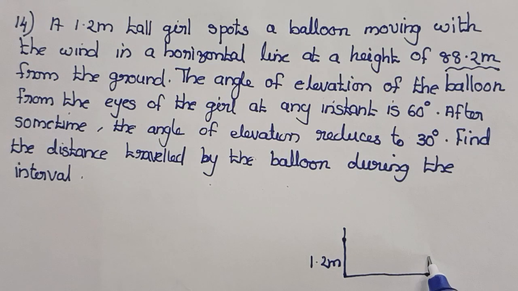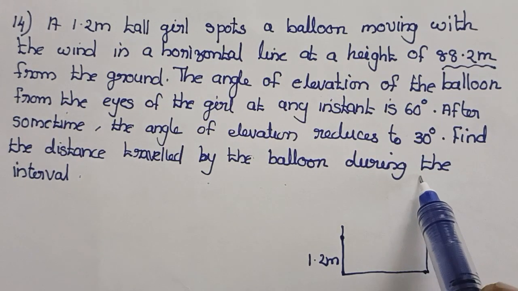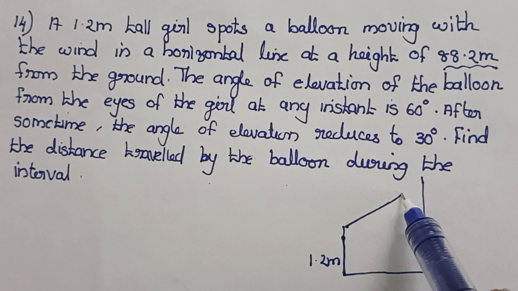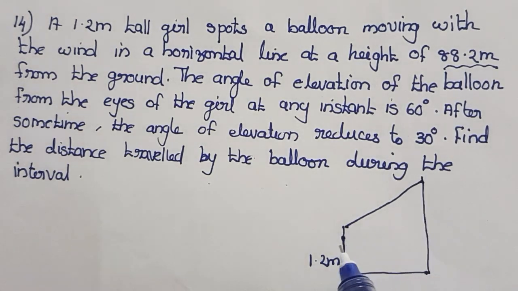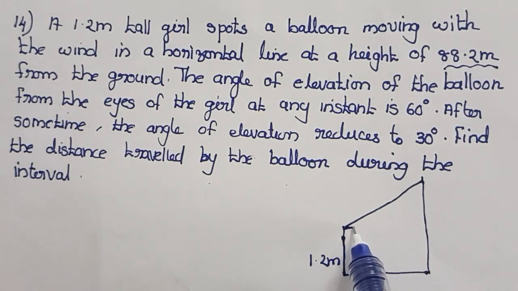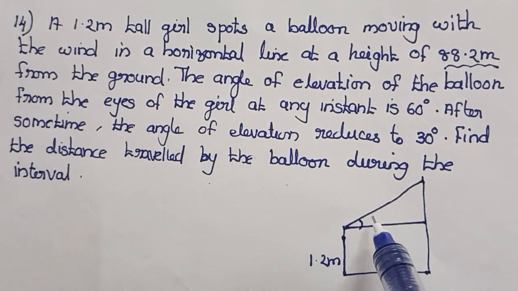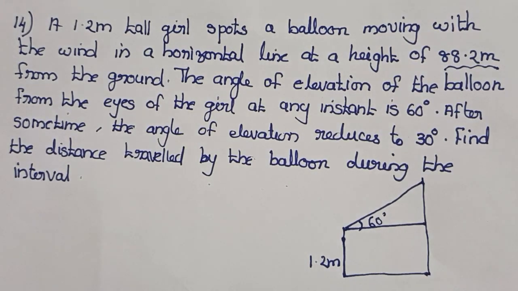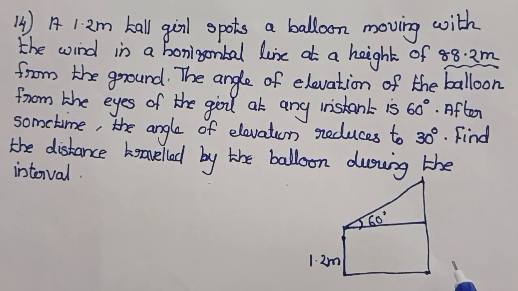So a balloon is at a height of 88.2 meters. The angle of elevation, from the eyes of the girl: the angle of elevation means draw the horizontal here, then mark it as how much? 60 degrees. The angle of elevation at the first point is 60 degrees. After some time, the angle of elevation reduces to 30 degrees.